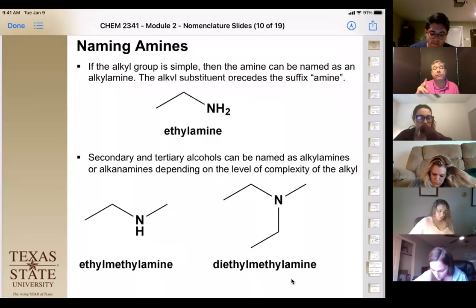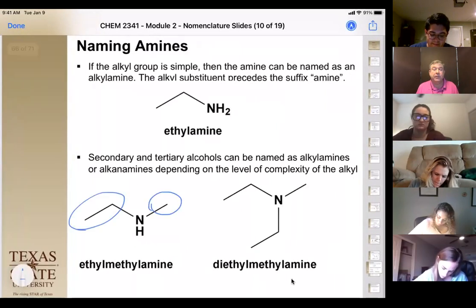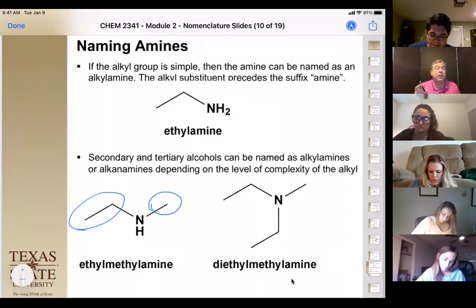Okay. If you have two substituents on there, you have to denote that some way, either by saying dimethylamine, so you have two groups on there, or in the case, if they're two different substituents, you list both of them and you put them in alphabetical order. So this would be ethylmethylamine. Notice I'm saying you don't have to put the N's here, because the name is amine, okay?